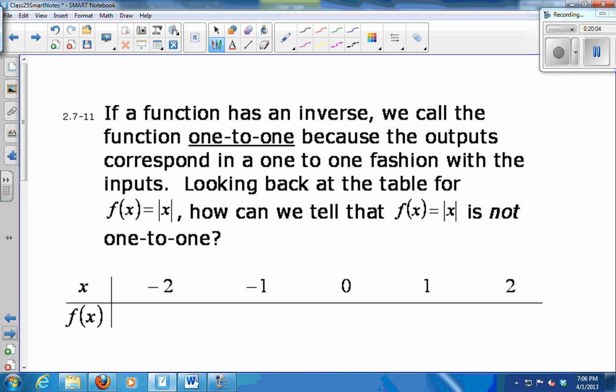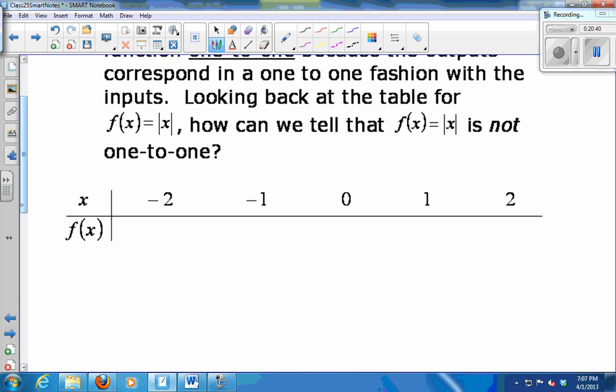So functions that have an inverse function, functions whose inverses are also functions, we put in a special class of function, categorize it in a special way, give it a special name. It's called a one-to-one function. So a function that has an inverse function is called one-to-one because for each input there's exactly one output, and for each output there was exactly one input. So the inputs and outputs correspond in a one-to-one fashion.